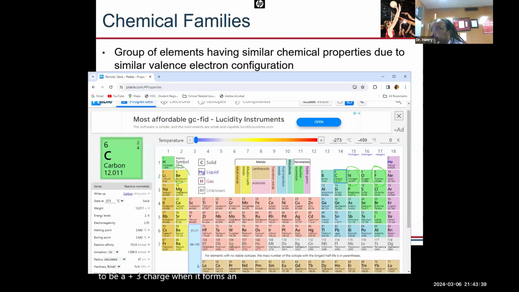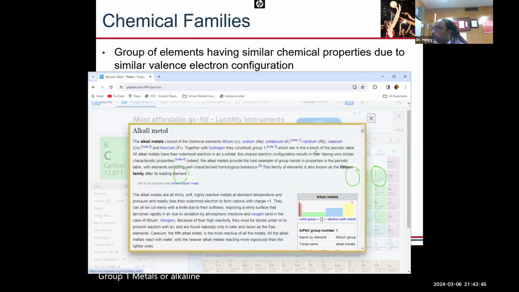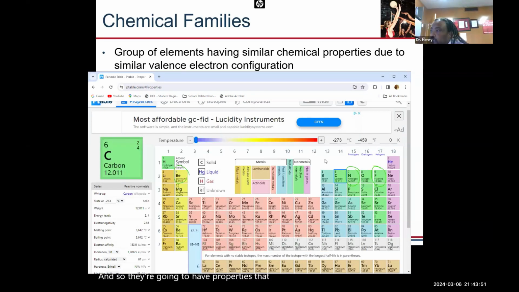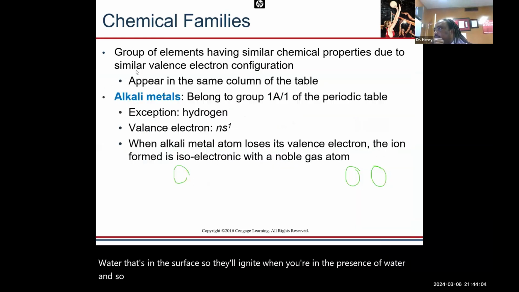Now, the thing about groups, group one metals or alkali metals, they're always going to behave similar to each other. And so they're going to have properties that are similar to each other. So for instance, all of these metals react with water on the surface. They'll ignite in the presence of water. So let me show you that.